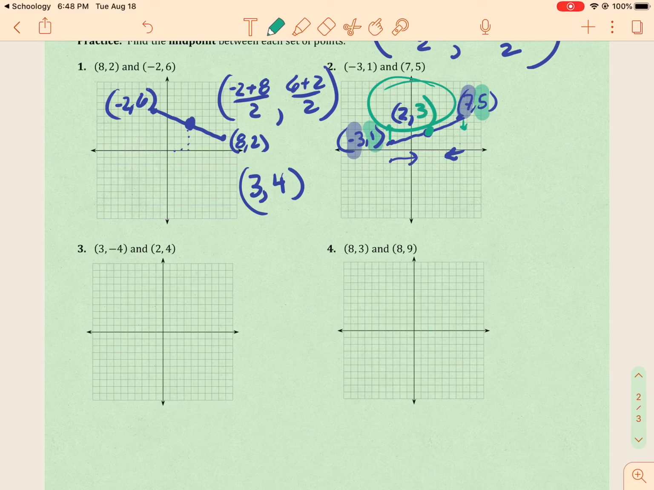Go ahead and solve number 3 and 4. They are going to be directly above each other. So let's see if you're able to handle that. Pause, and then I'll give you the answer.